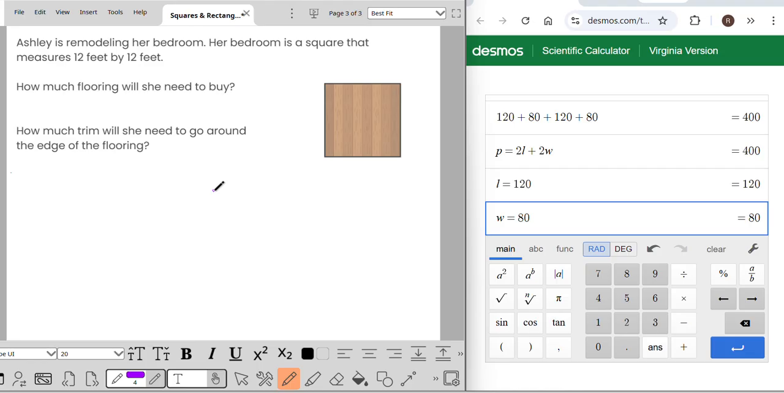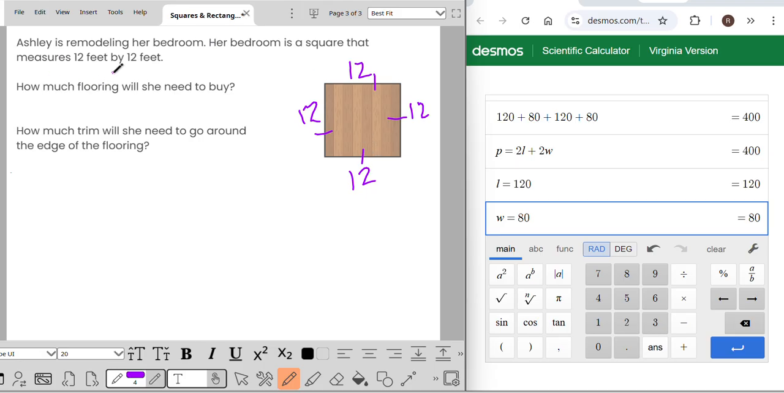Ashley is remodeling her bedroom. Good job, Ashley. Her bedroom is a square that measures 12 feet by 12 feet. So if it says 12 by 12, that means this is 12 and this is 12. And if it's square, you know that all sides are exactly the same. So I'm going to use my congruency marks to show this is 12, this is 12, that mark tells me this is 12, and that mark tells me that's 12. So every single side is 12. And again, these are congruency marks.